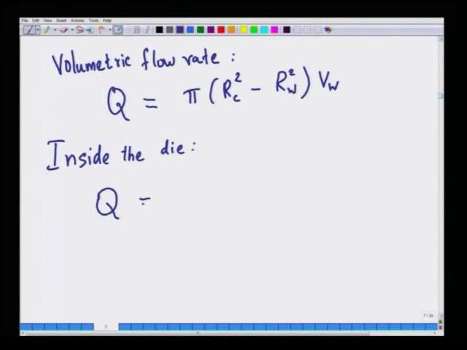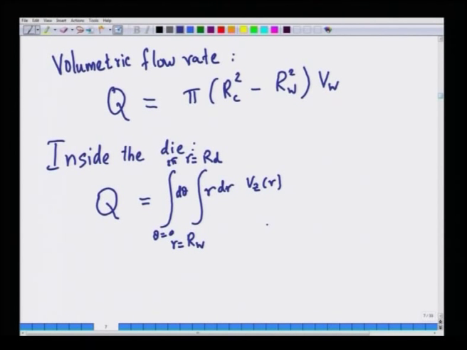the volumetric flow rate is nothing but the integral from R equals R w to R equals R d, and theta from 0 to 2 pi d theta, times r dr, times the velocity profile.